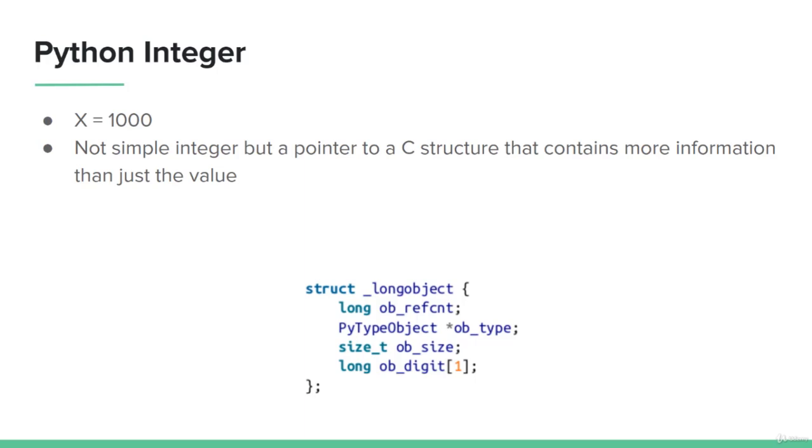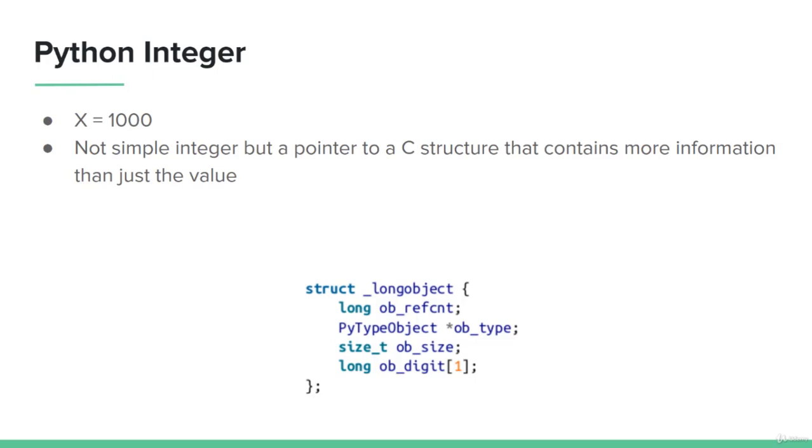As far as the code is concerned, we just need to initialize x, the equality sign, and we have stored the 1000 number in the variable x. But in reality, this is not just a simple integer or a container. It is actually a pointer to a C data structure that contains more information than just the value itself.